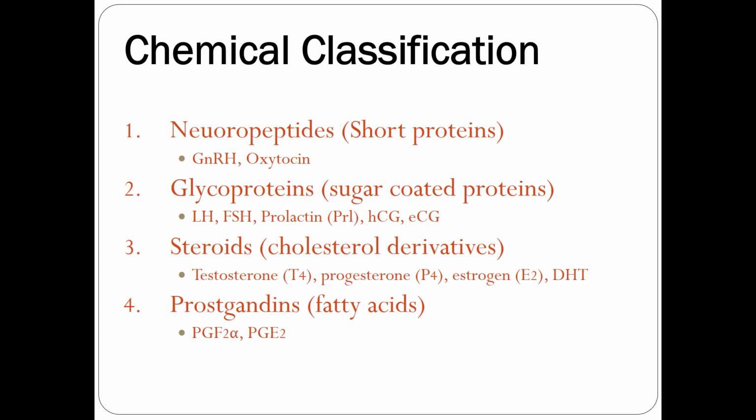The second classification is a glycoprotein. And so these are proteins that are actually coated with sugar modules. And so the examples of those are luteinizing hormone, follicle stimulating hormone, prolactin, human and equine chorionic gonadotropin. Sorry. The third classification is the steroid hormones.